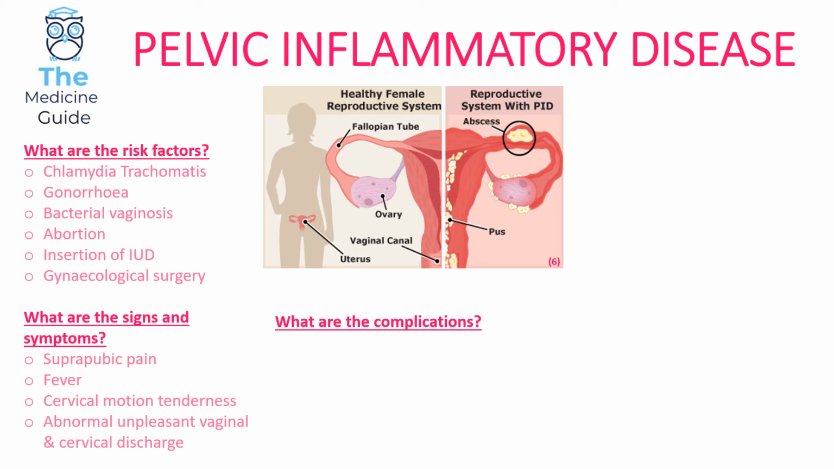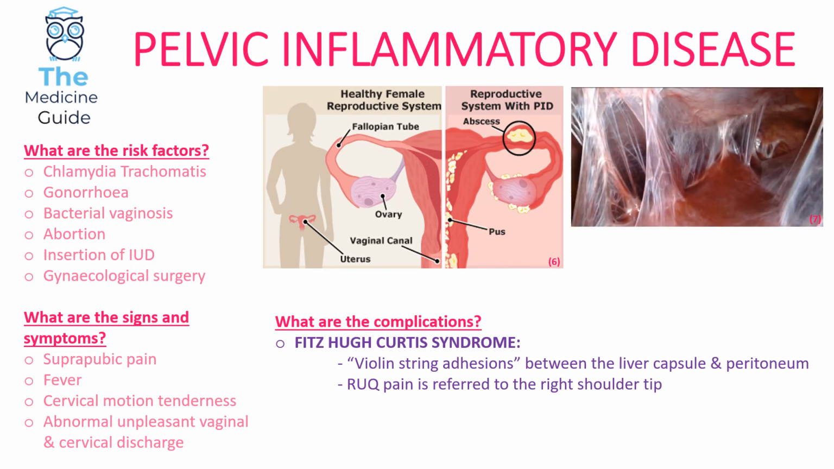So complications of pelvic inflammatory disease, and this is something that's very high yield, is Fitzhugh-Curtis syndrome. So Fitzhugh-Curtis syndrome can mimic cholecystitis or pyelonephritis because right upper quadrant pain is referred to the right shoulder tip. This is because violin string adhesions have developed between the liver capsule and peritoneum. So if you have a look at the picture on the far right hand side, you can see examples of these violin string adhesions.